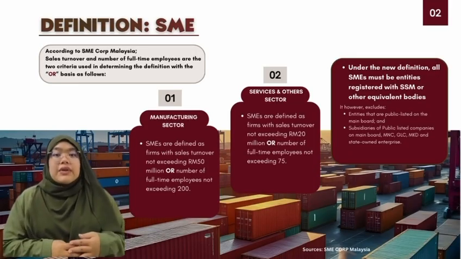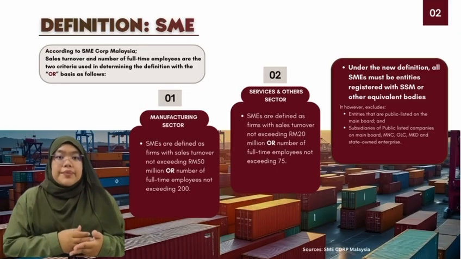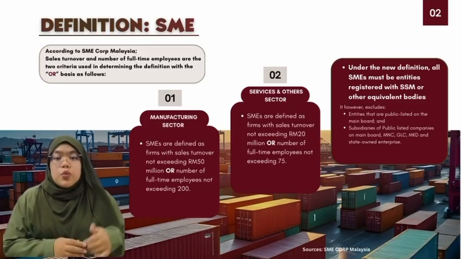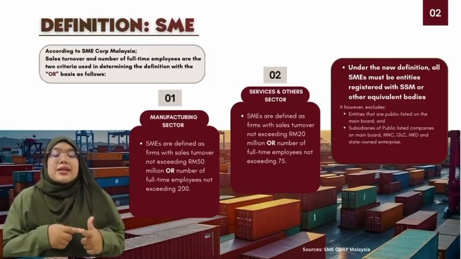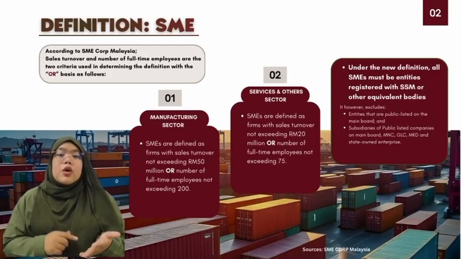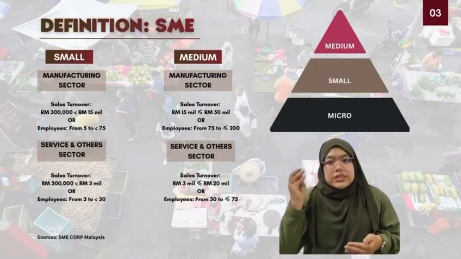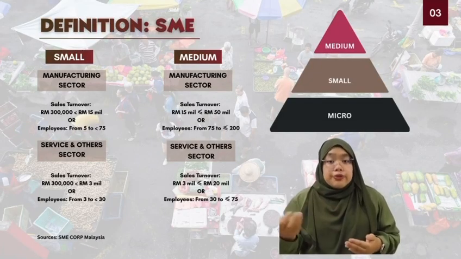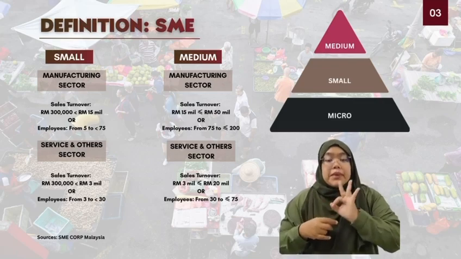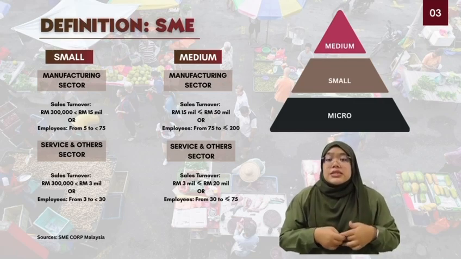Under the new definition of SME, all SMEs must be entities that are registered under SSM or any equivalent bodies, but exclude public listed companies, subsidiaries under public listed companies, MNCs, and state-owned enterprises. We will look into the definition of SME with more details according to their own category, which is, as you can see in the slide, the figure of a pyramid, where it consists of three main categories: small, micro, and medium. So firstly, I will only discuss small and medium.